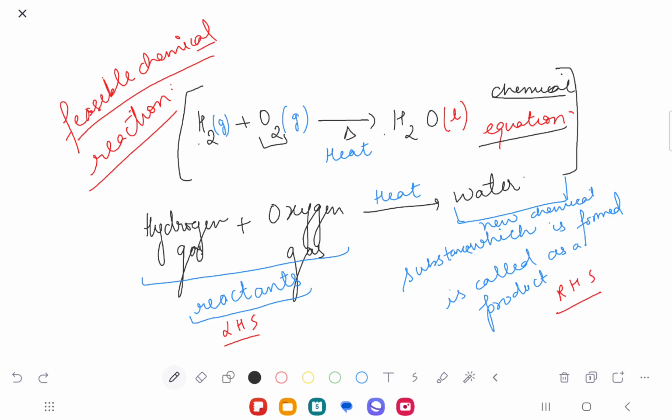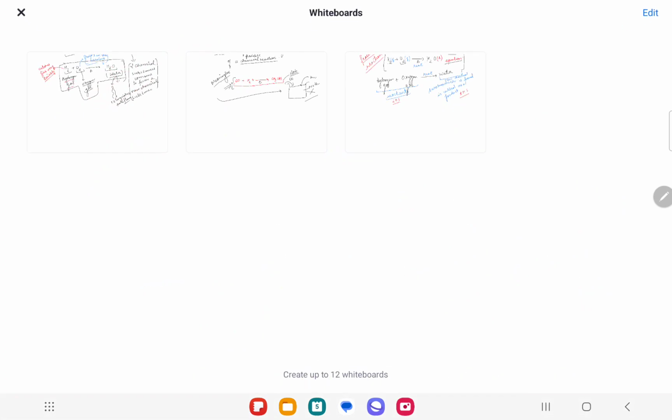Now, sometimes when we go to the lab and we are doing a particular reaction, we take a beaker, and in that beaker we are mixing two substances, hoping that a new substance shall be formed. So what is going to happen? What makes me justify that the chemical reaction has taken place? I will say that I can see a change in the color.